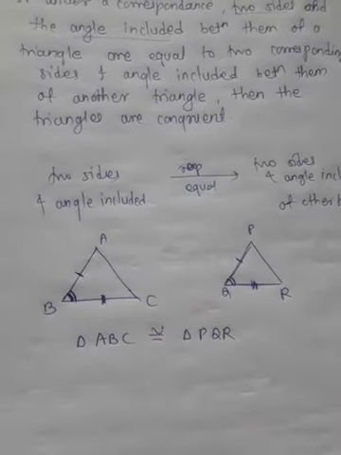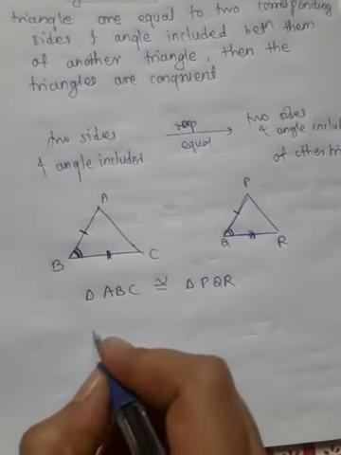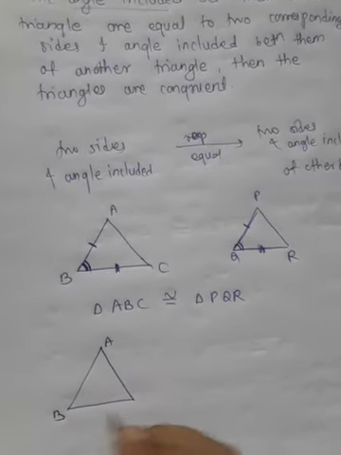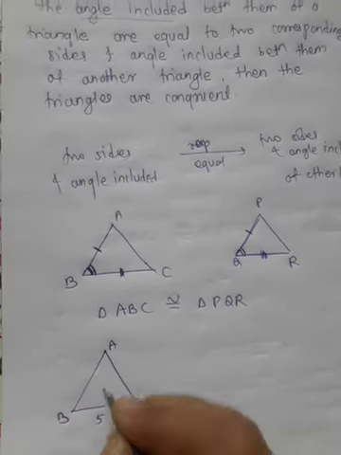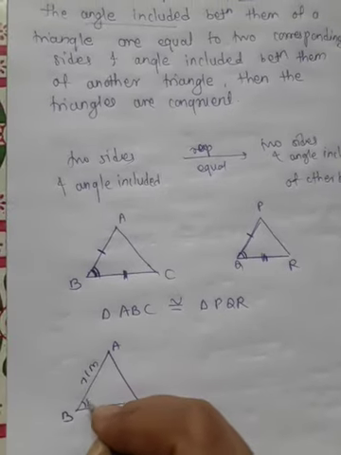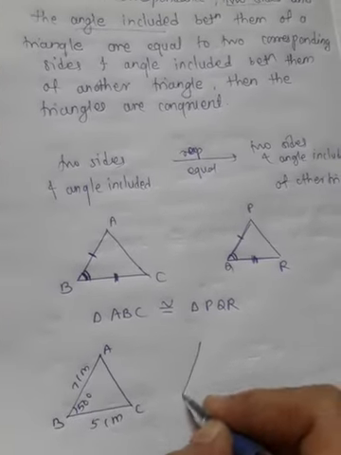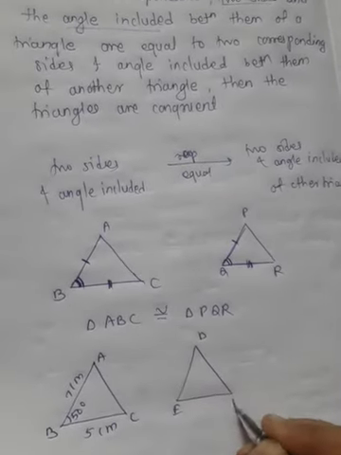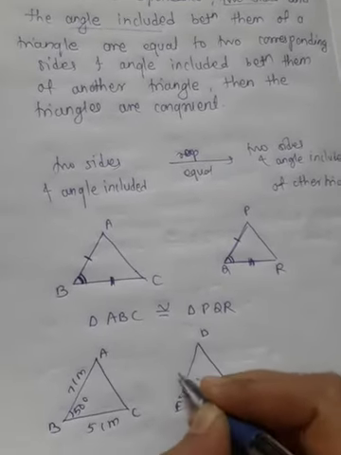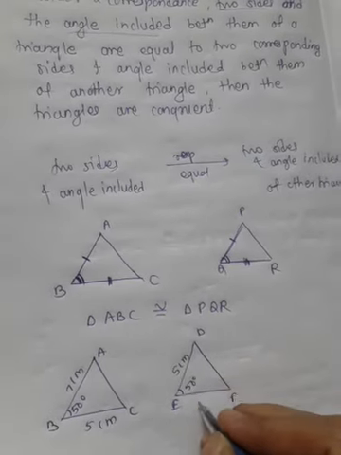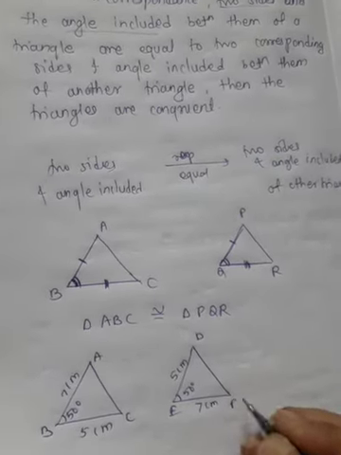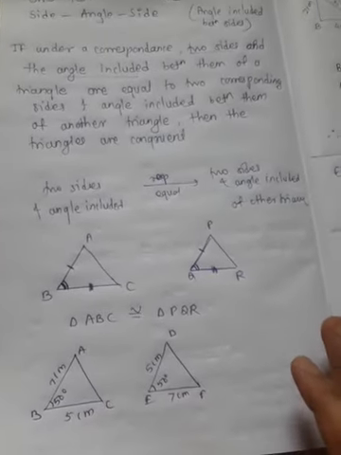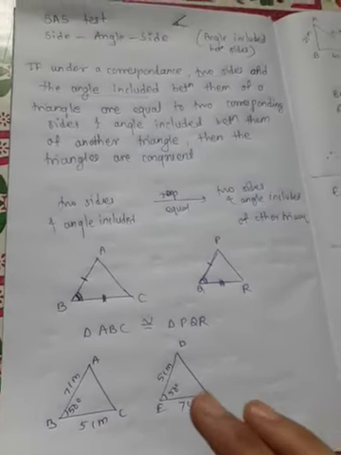Okay, let us see by example. See here, if we take triangle ABC, here 5 centimeter, here 7 centimeter, 50 degree, and triangle DEF, see here 50 degree, 5 centimeter, 7 centimeter. Okay, now see these two triangles. Now apply the SAS test. What is our SAS test? If two sides and the angle included between them.